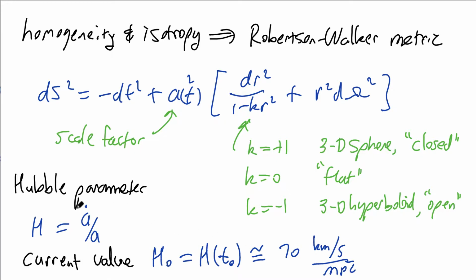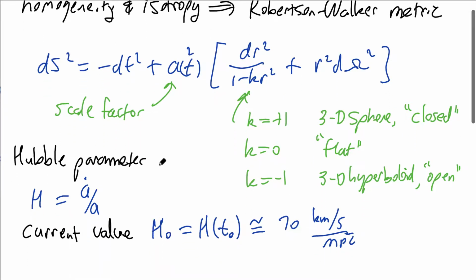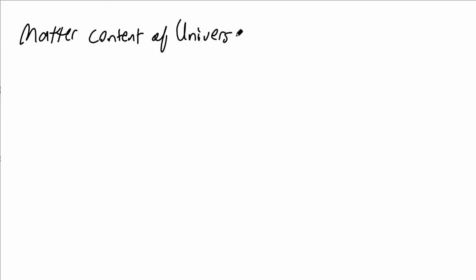Now, theoretically, the scale factor is determined by the Einstein equations, but before we can write down the Einstein equations, we need to specify the matter content of the universe. So in cosmology, we usually model the matter as composed of three types of perfect fluids.